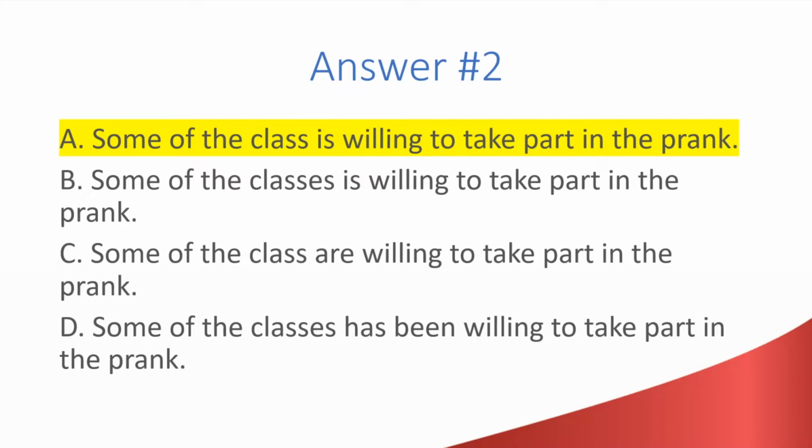Where in B, they're saying classes is, so they're talking more than one class. So therefore is wouldn't be right. It should be classes are willing if you're going to have a plural subject, classes. And of course, C, they have class singular, and are, again, that's plural. So the subject doesn't agree with the verb. And classes has been, that isn't right either. So subject verb agreement right there.